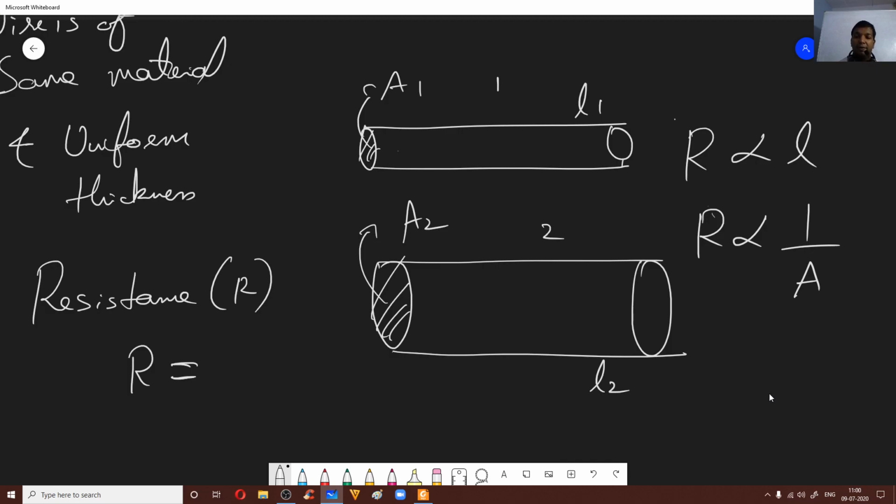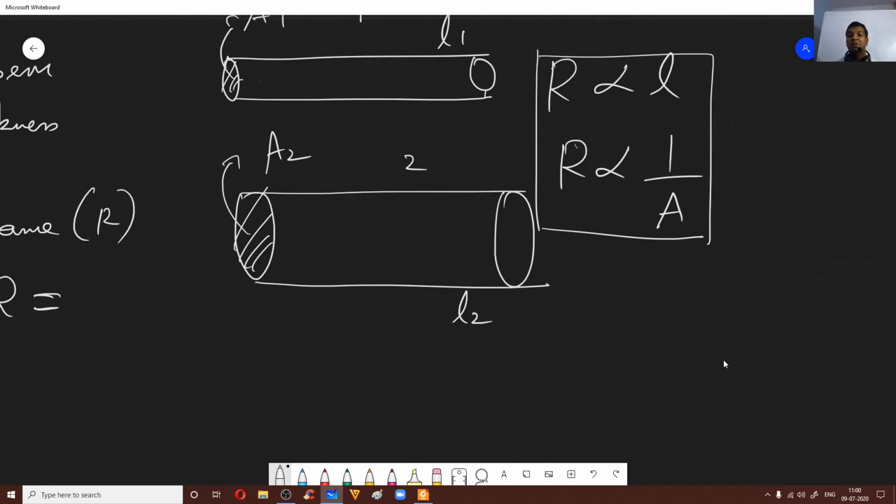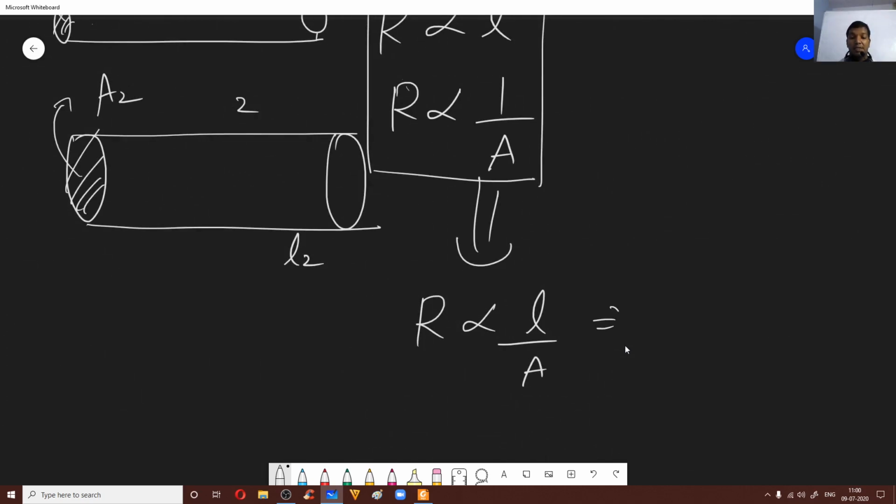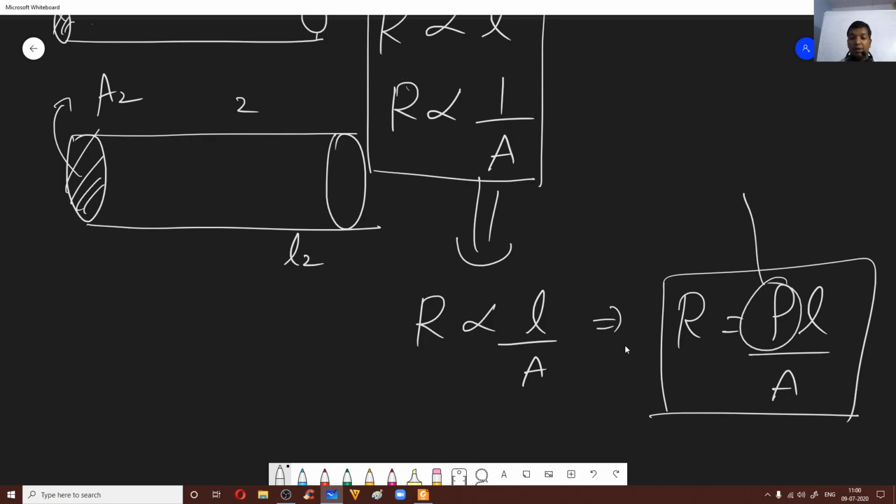So remembering those two things, you can clearly say resistance will be directly proportional to L and inversely proportional to area of cross section. Now from this you can say resistance is directly proportional to L by A. Once you remove the proportionality constant, you will get R is equal to rho L by A. Now this rho we'll call the resistivity.